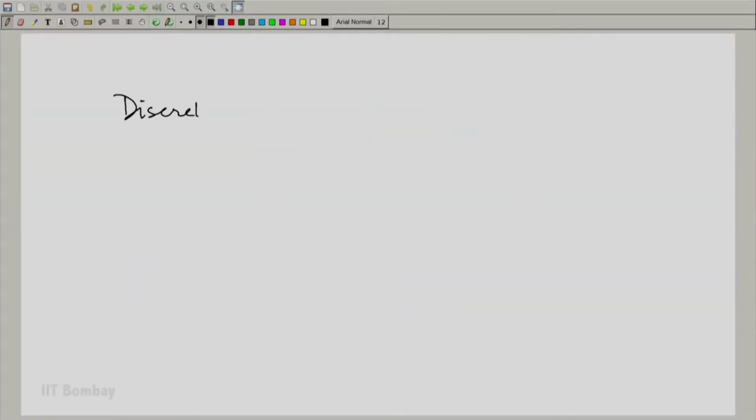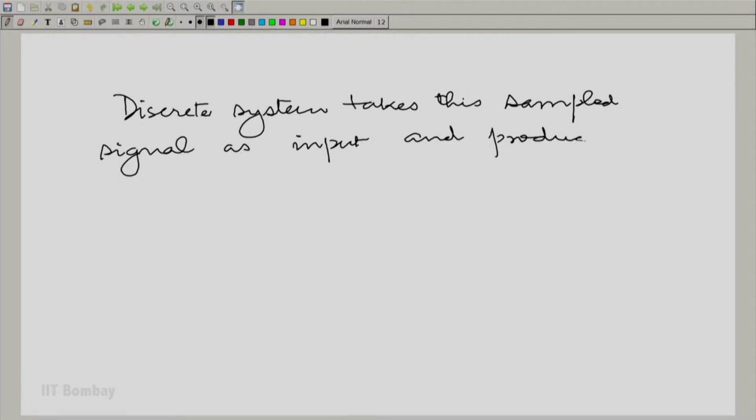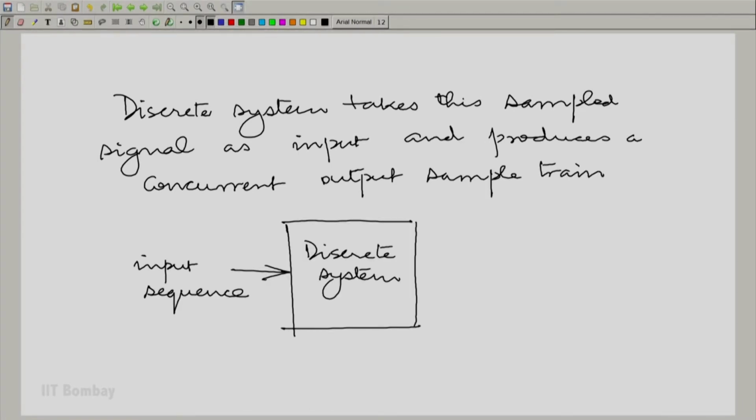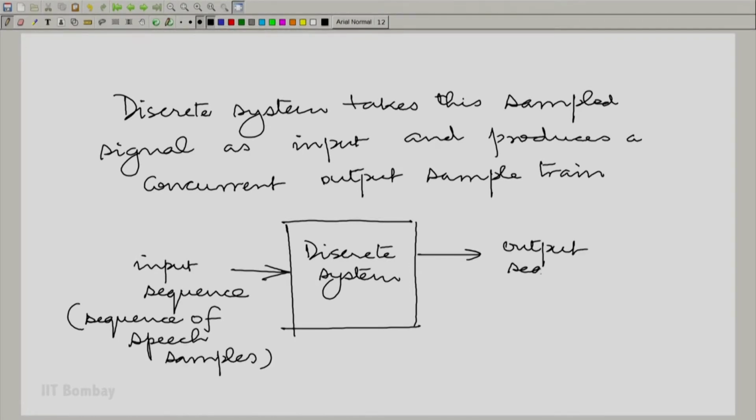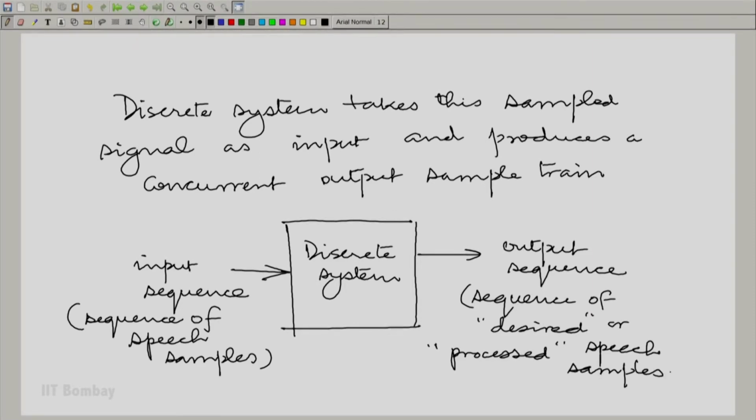And now, let me recall how I understood discrete systems. How do I describe a discrete system? Let us write that down. The discrete system takes the sampled signal as input and produces a corresponding output train. What is the input sequence here? The sequence of speech samples. It produces an output sequence, and this would again be a sequence of desired speech samples or processed speech samples.